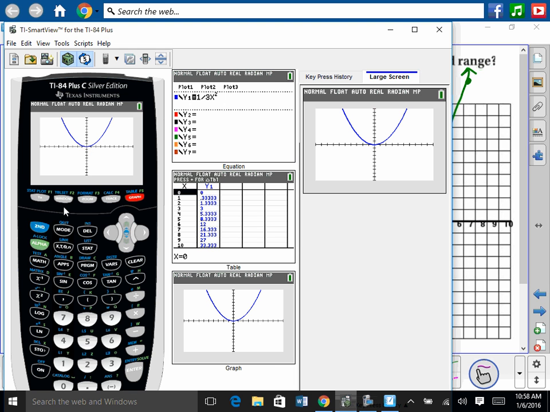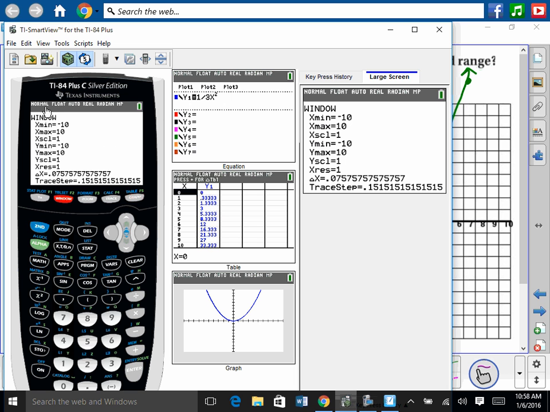First of all, does everybody see how on my window here, I can see -10 up to +10 on my X values, and down to -10 on my Y values and up to 10? How I have that is I go into my window. Everybody see the window key? In my window key, notice it says X min. Window is just how much you want to see of the graph, so you need to make sure your window's good.